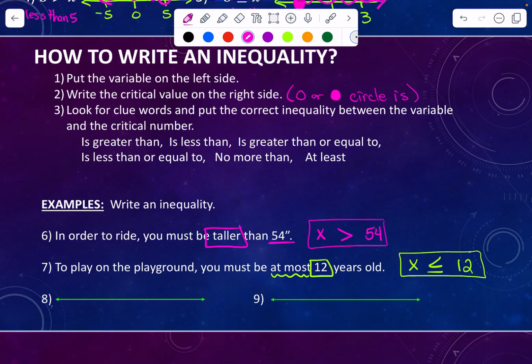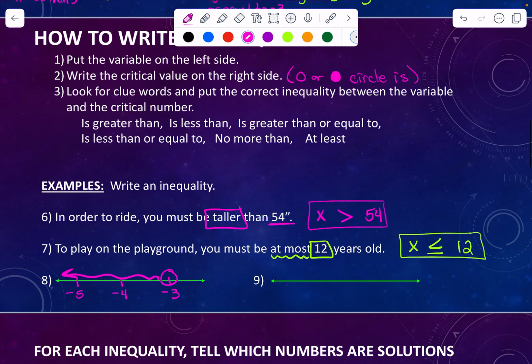Now, what if I gave you a graph that looks like this? What if I said something like this? -5, -4, -3, and I did this. Okay, so if we look at this, we're going to do the exact same thing. We're going to put the letter on the left, x. I'm going to put where the circle is, -3. And then I look at that and I say, okay, I can't equal it, but I can be less than that. So it'd be x is less than -3.